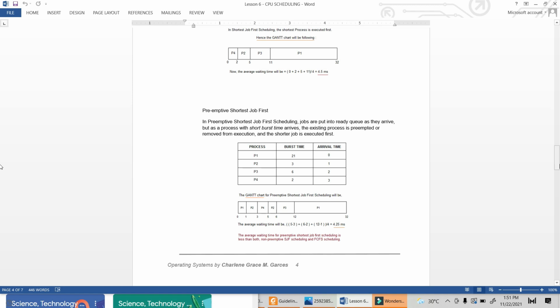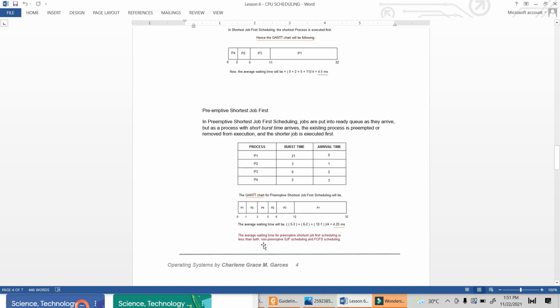Now, still the same illustration, we have P1 to P4, burst time is the same, arrival time is different. So P1 has the arrival time of 0, P2 1, 2, 3. So for the Gantt chart, the first one to execute is P1, since 0 is the arrival time, and then we have P2, P3, and then P2 again, and then P3.